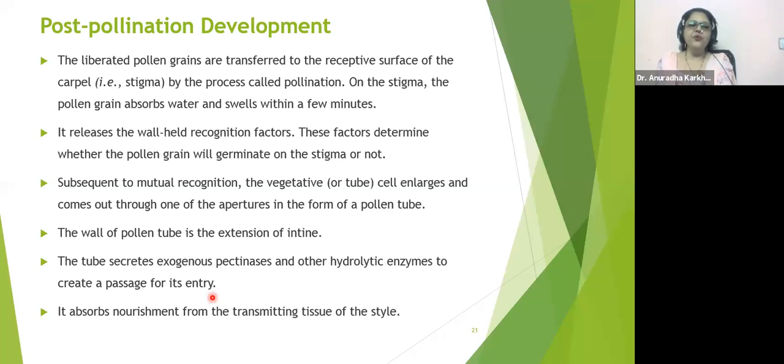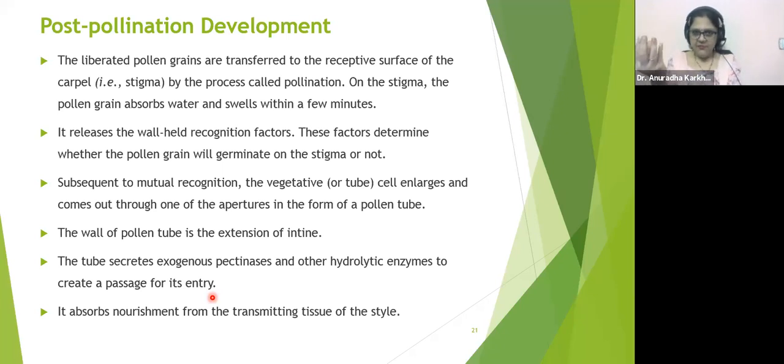Okay. So the wall of pollen tube is going to be the extension of enzymes. The tube secretes exogenous pectinase and other hydrolytic enzymes to create a passage for its entry. एक tunnel के जैसा. It absorbs nourishment from the transmitting tissue of the style. Transmitting means it is moving across the style by dissolving the pectin, right? So it's going to derive the nourishment from the style. Who? The pollen tube.